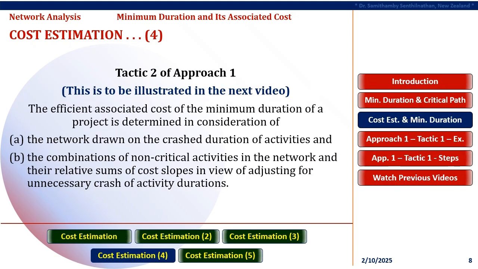Tactic 2 of Approach 1. Note that this Tactic 2 will be illustrated in the next video. Tactic 2 of Approach 1 implies that the efficient associated cost of the minimum duration of a project is determined in consideration of a. the network drawn on the crashed duration of activities, and b. the combinations of non-critical activities in the network and their relative sums of cost slopes, in view of adjusting for unnecessary crash of activity durations.